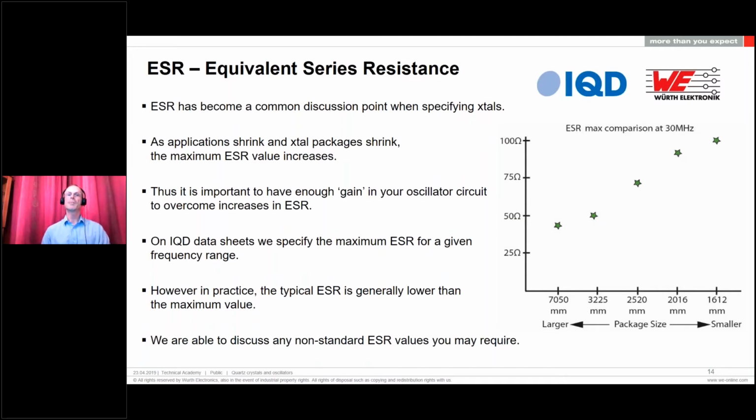The diagram on the right gives you an idea of how the ESR changes for a 30 MHz crystal with different package sizes. On the left, you can see for a 7x5mm package, it's about 40 ohms max. As you shrink the package size to 1612mm, the maximum ESR goes up to 100 ohms. So as you can see, if you need to change crystal type and reduce the package size, you need to make sure that your oscillator circuit has enough gain to overcome increases in ESR, and that's particularly important. Sometimes it becomes a problem if you just try and do a complete shrink of everything, the circuit doesn't work how you think, so please check this.